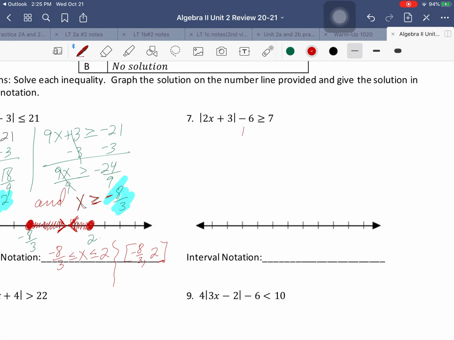Number 7, we need to isolate the absolute value, so add 6. At this point, the absolute value is isolated. We look, and it is not a negative number on the right side. It's a positive 13, so we're going to keep moving on. Keep solving.